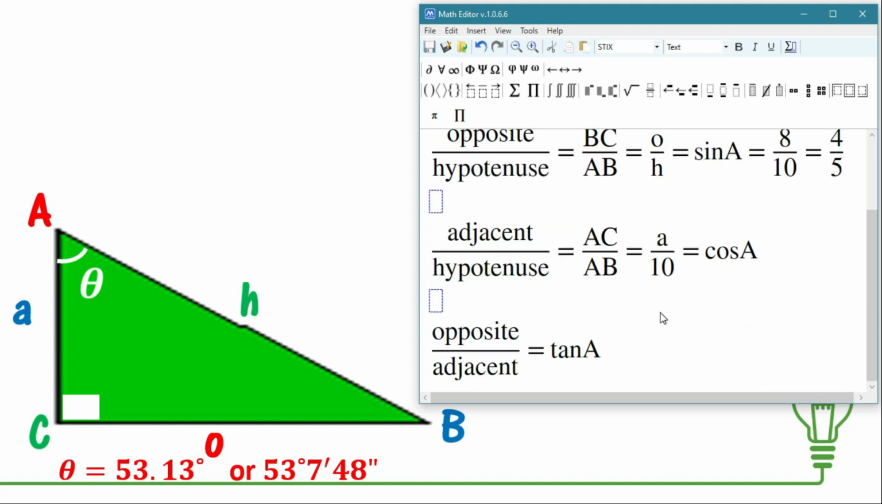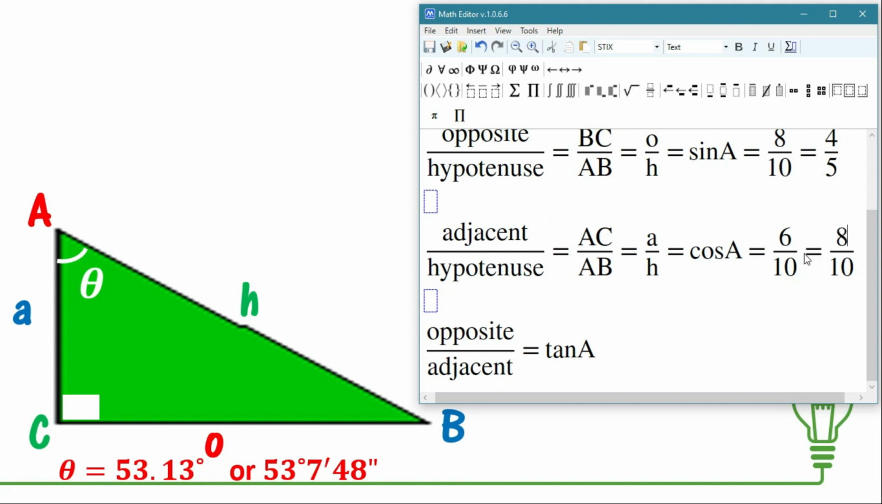Okay, let's name this A over H. So that will be equivalent to 6 over, okay, to be more organized, that's going to be 6 over 10, since the adjacent side is equivalent to 6. So meaning to say, the cosine of A, or we can put here the cosine of theta, the cosine of 53.13 degrees is equivalent to 6 over 10. And just like what I said a while ago, we can simplify or reduce it to lowest terms since it is a ratio, and that is equivalent to 3 over 5.